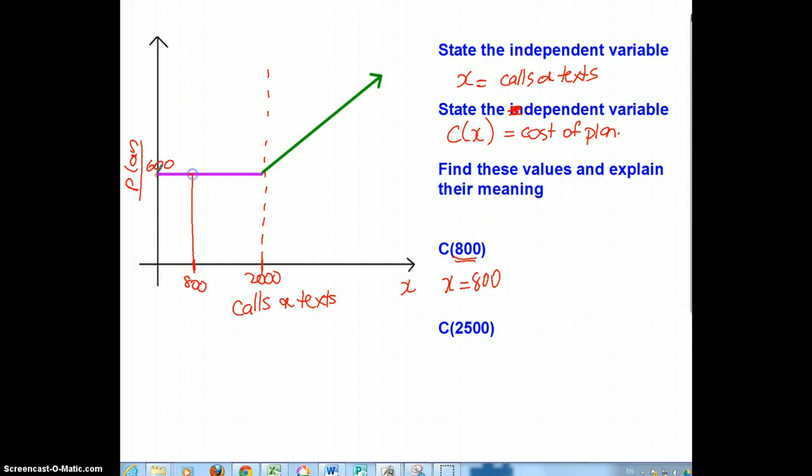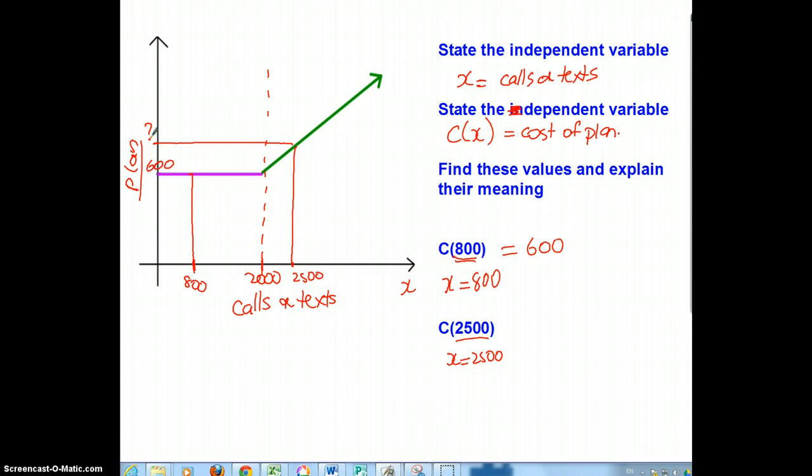So we can see very clearly I'm under my 2,000 pesos, so the cost of my plan is going to be 600 pesos there. Alright, but what about the cost of 2,500 worth of calls? Well, I can see that's over my magic 2,000, isn't it? So it's over here. What I can see straight away is it's going to be more than 600.